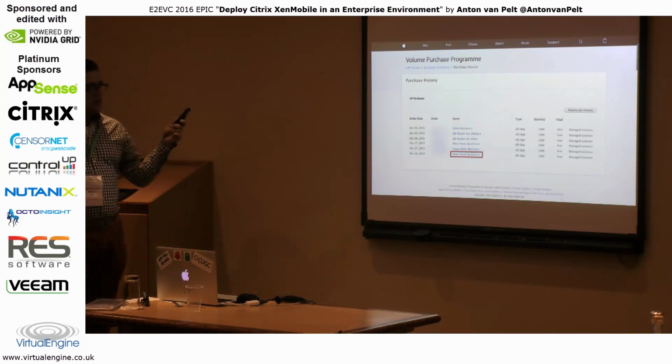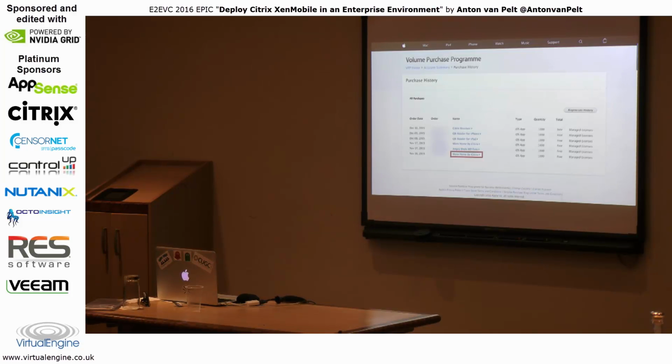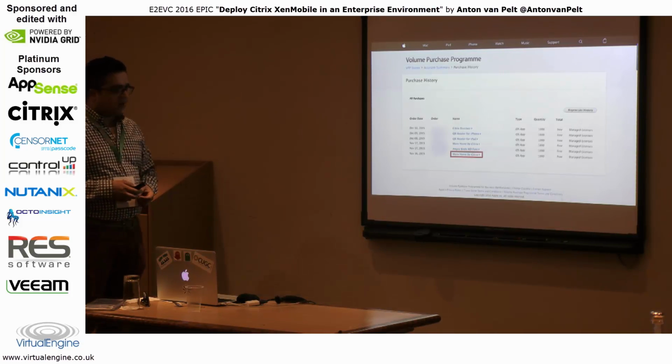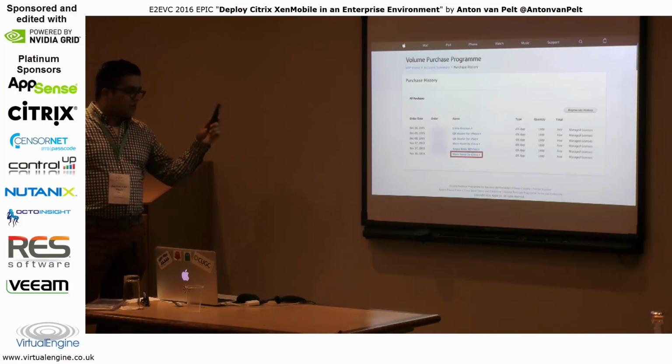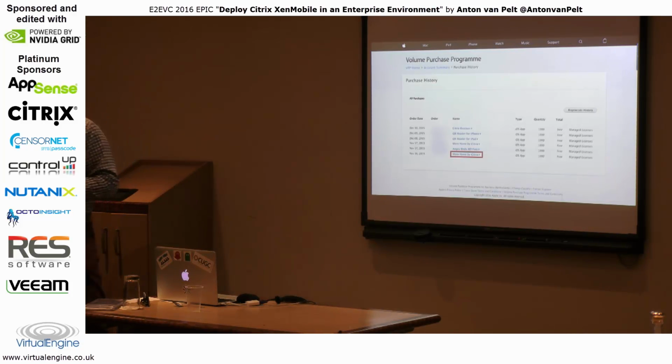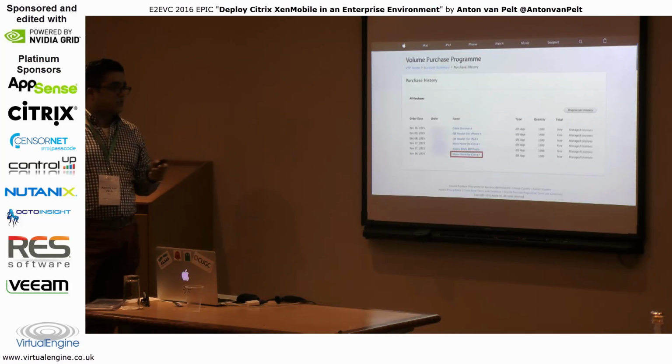So we go into the volume purchase portal page, and we say, I want to get 1,000 applications like Worx Home, for instance. Even though they are free applications, we still need to order them, because they need to be aggregated into XenMobile. Here you see we ordered 1,000 Worx Home applications, Angry Birds, Citrix Receiver, etc. All the applications that we want to distribute to the user or to the device, we order via the volume purchase program.